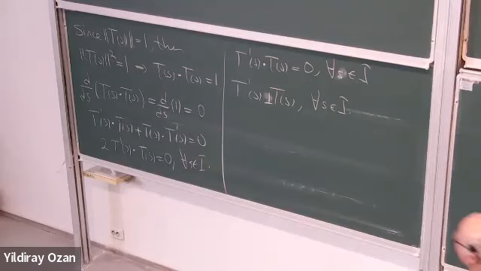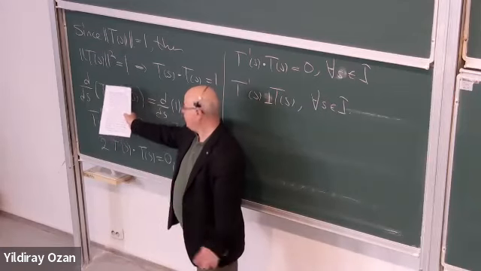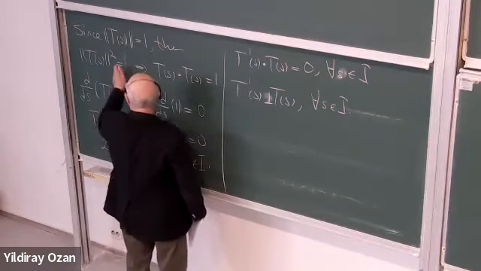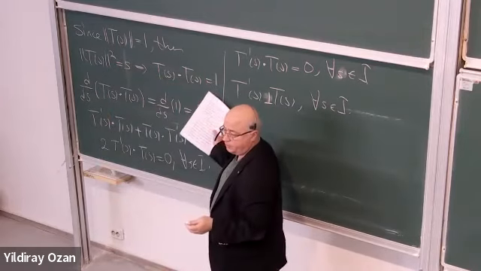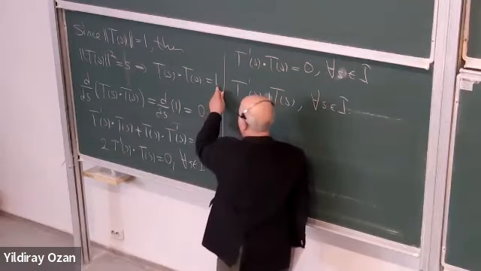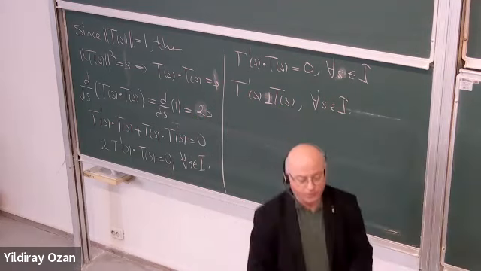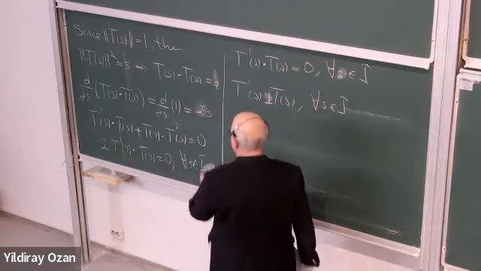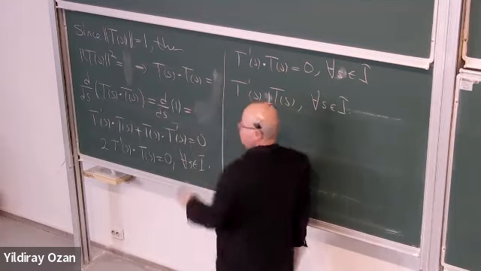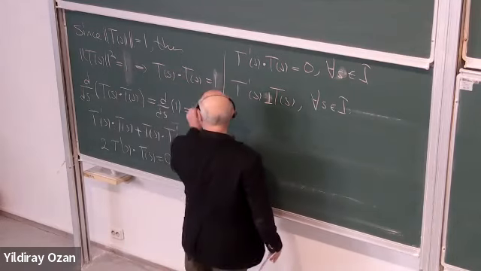If it wasn't unit speed, then this wouldn't be one. Well, if the length is constant, we would have the same result. But suppose this is s, okay? Then the derivative wouldn't be zero. This would be s squared, therefore the derivative would be 2s. So you don't have this. So that's the advantage of being unit speed for a curve. This is one, this is one, and therefore this is zero.